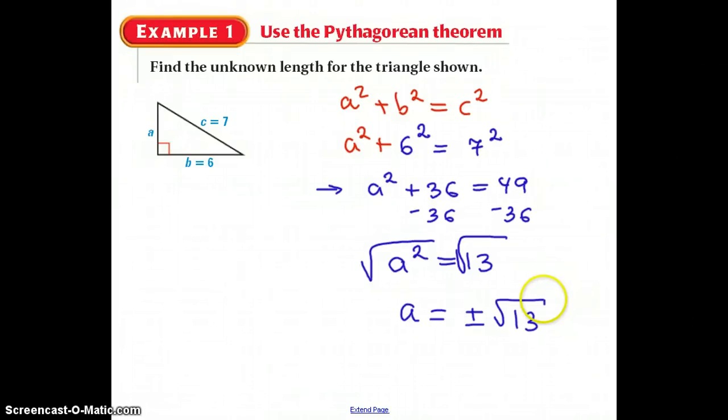Now we always want to check whether our answer makes sense in the context of the problem. So a is the measurement of the length, or it's the length of a side. So I would not use the negative answer. I would only use the positive answer. So my answer will be a is equal to positive square root of 13.